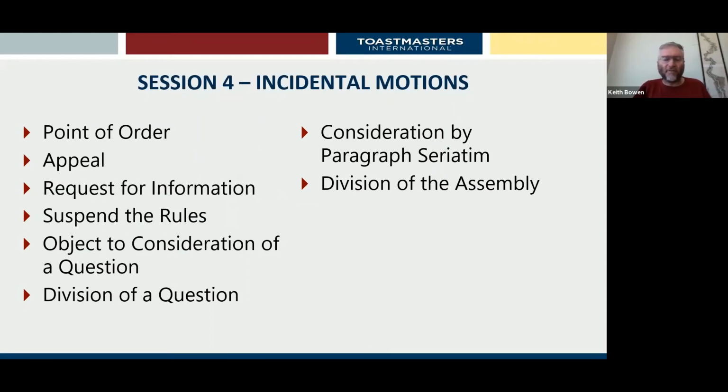Now, the first one is the point of order. Of course, anyone in South Africa who has watched any of the presidential addresses over the last 10 years would have seen this being abused horribly on a number of occasions. Endless points of order, more to embarrass the speaker than anything else.